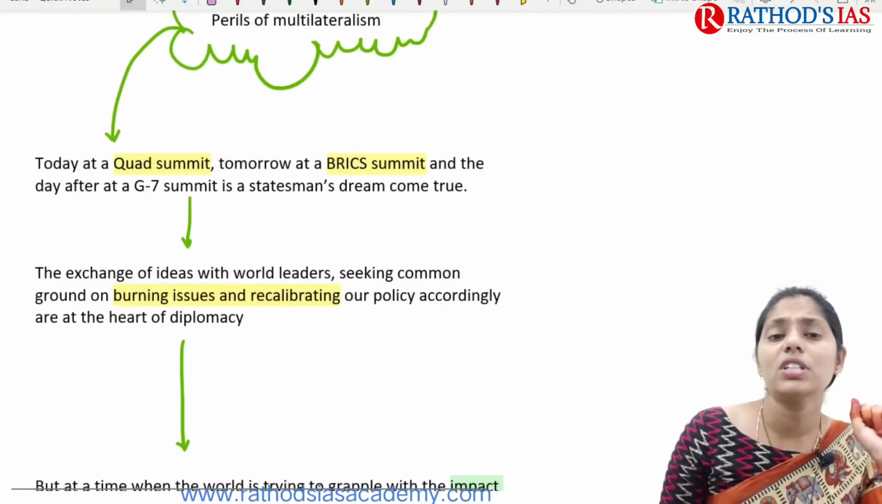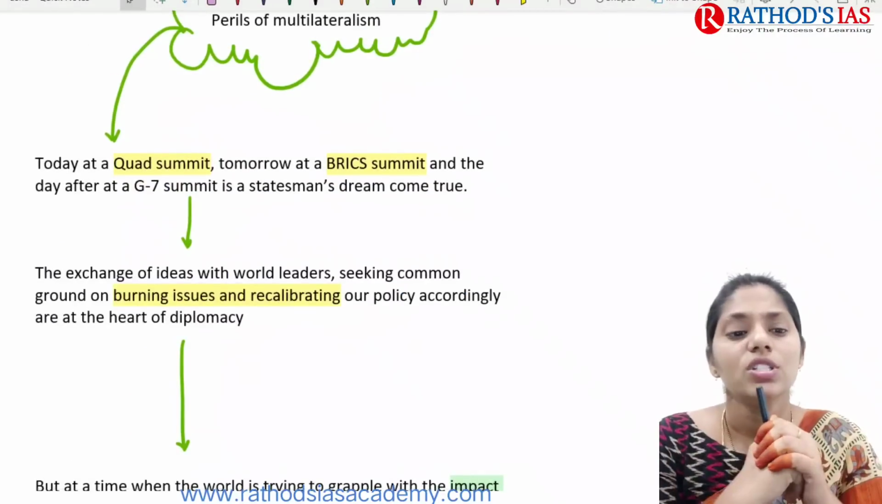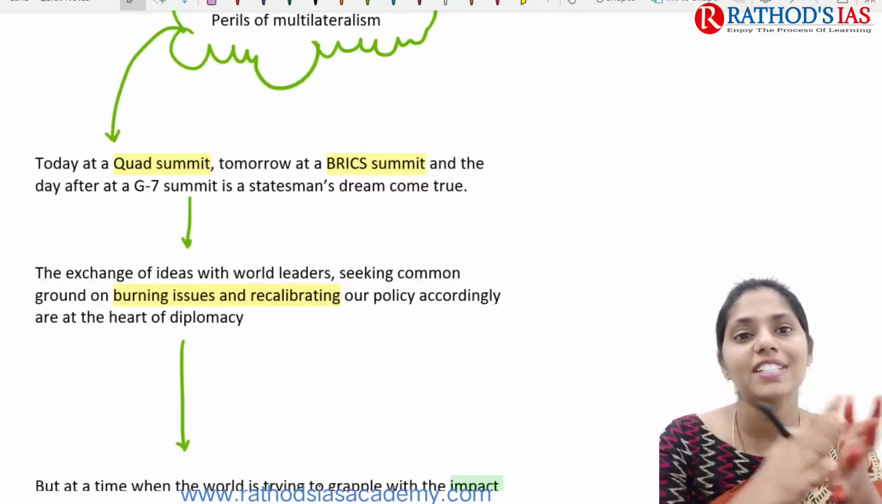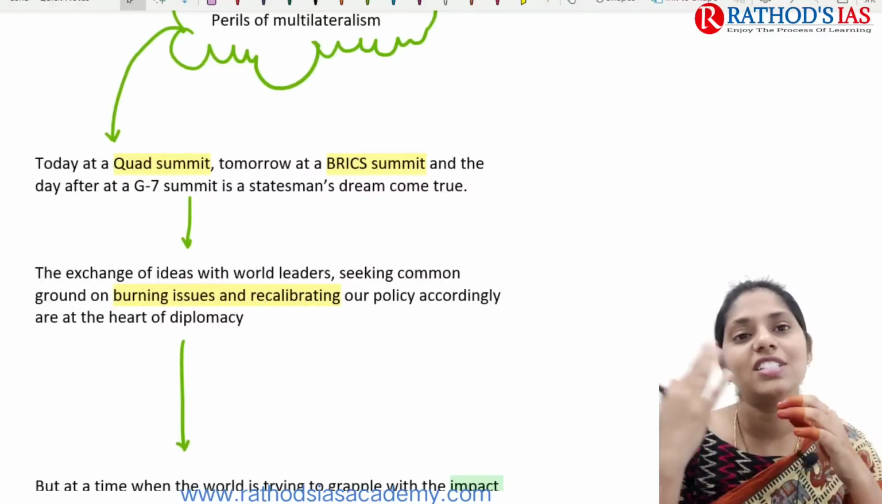So if we are talking about here, the author mainly says that today at the Quad Summit and tomorrow at the BRICS Summit, as well as at the G7 Summit.